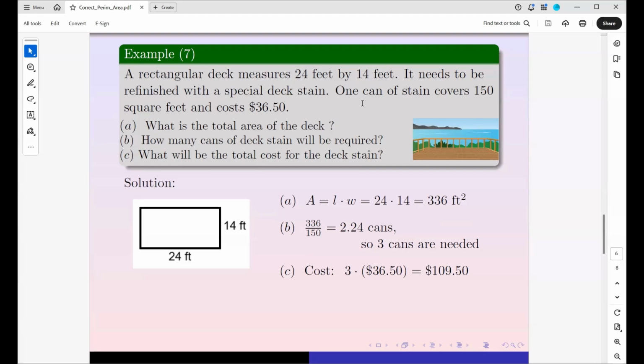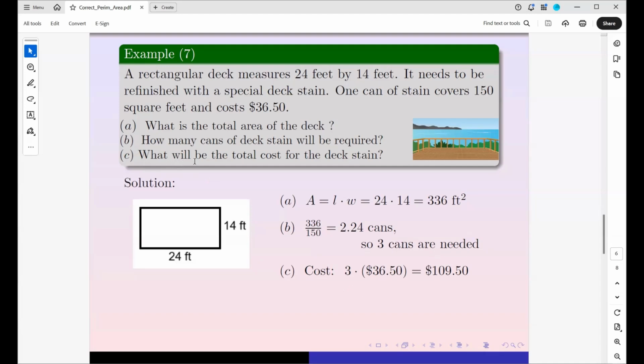We know that 1 can covers 150 square feet. So our area is going to be divided by 150 square feet. So we have 336 divided by 150. That gives us approximately 2.24 cans. Because we cannot buy 0.24, we need to round it up. So we need basically 3 cans of deck stain.